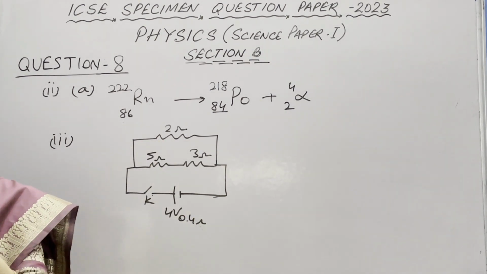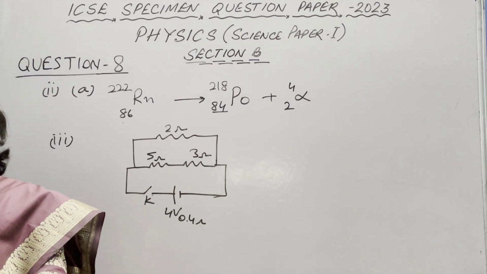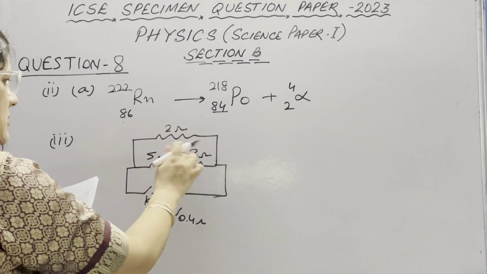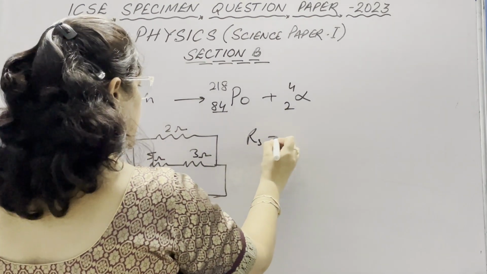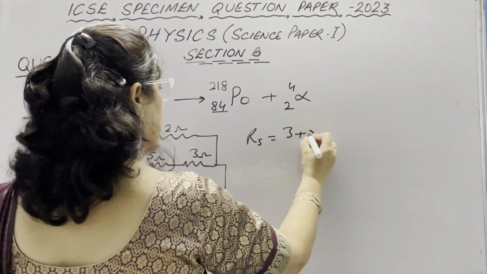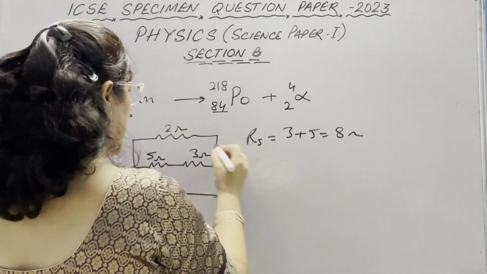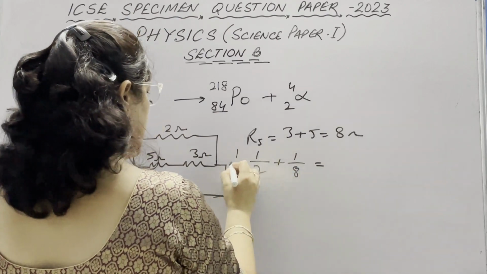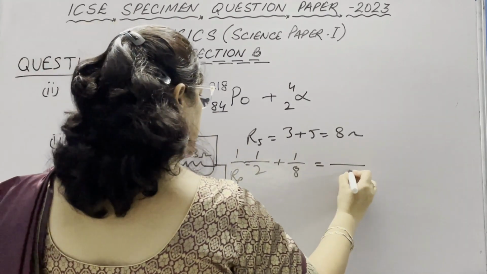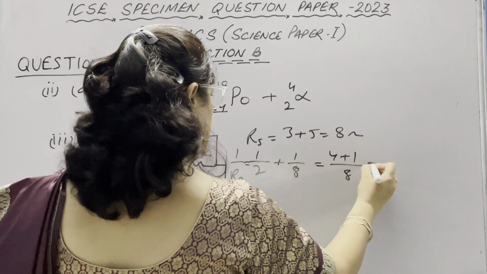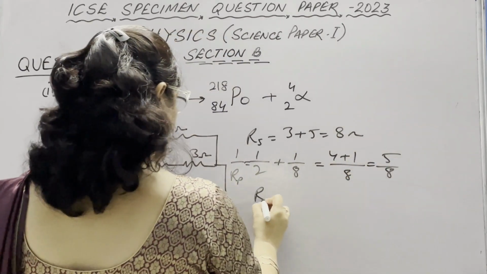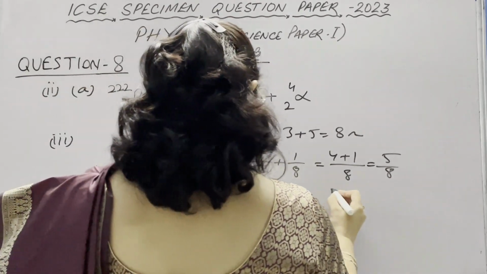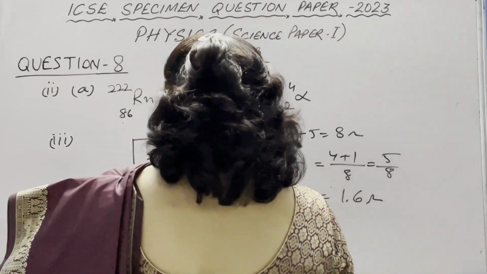In the first question, calculate the resistance of the circuit when the key K completes the circuit. When the key completes the circuit, first of all we take the series combination of 3 and 5, which means 8 ohm, in parallel with 2 ohm. So 1 upon 2 plus 1 upon 8 is the parallel combination. 8 is the LCM, 4 plus 1, 5 upon 8. So the parallel combination is the reciprocal of this, which means 8 upon 5. Its value comes out to be 1.6 ohm.